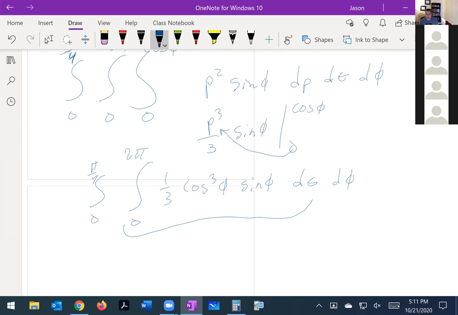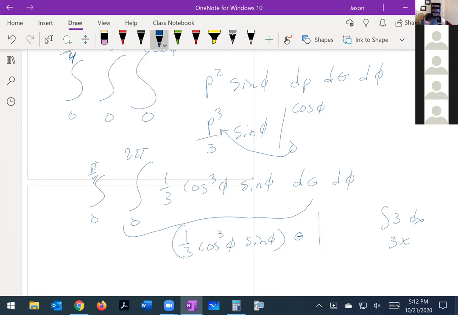I don't quite see it. Oh, you don't quite see it. Okay. If I take this, it's going to be 1/3 cosine cubed phi sine phi theta, right? Does that make sense? Because the whole thing is just a constant. If I'm integrating with respect to theta, it would just be a constant. Like, take the integral of 3. What's the integral of 3 dx? Isn't that 3x? Oh, yeah, that makes sense.